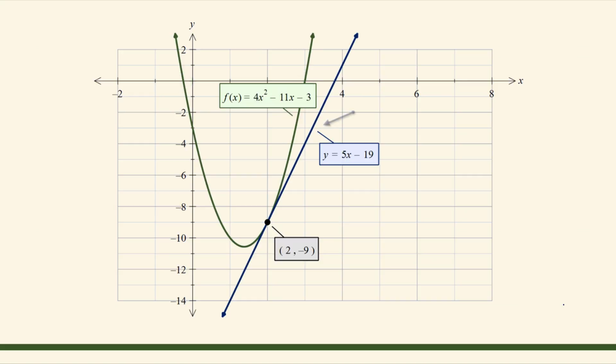We also have in blue the line y equals 5x minus 19. As we can see, at the point 2 comma negative 9, the line y equals 5x minus 19 is tangent to the curve f of x equals 4x squared minus 11x minus 3, and again that is at x equals 2.